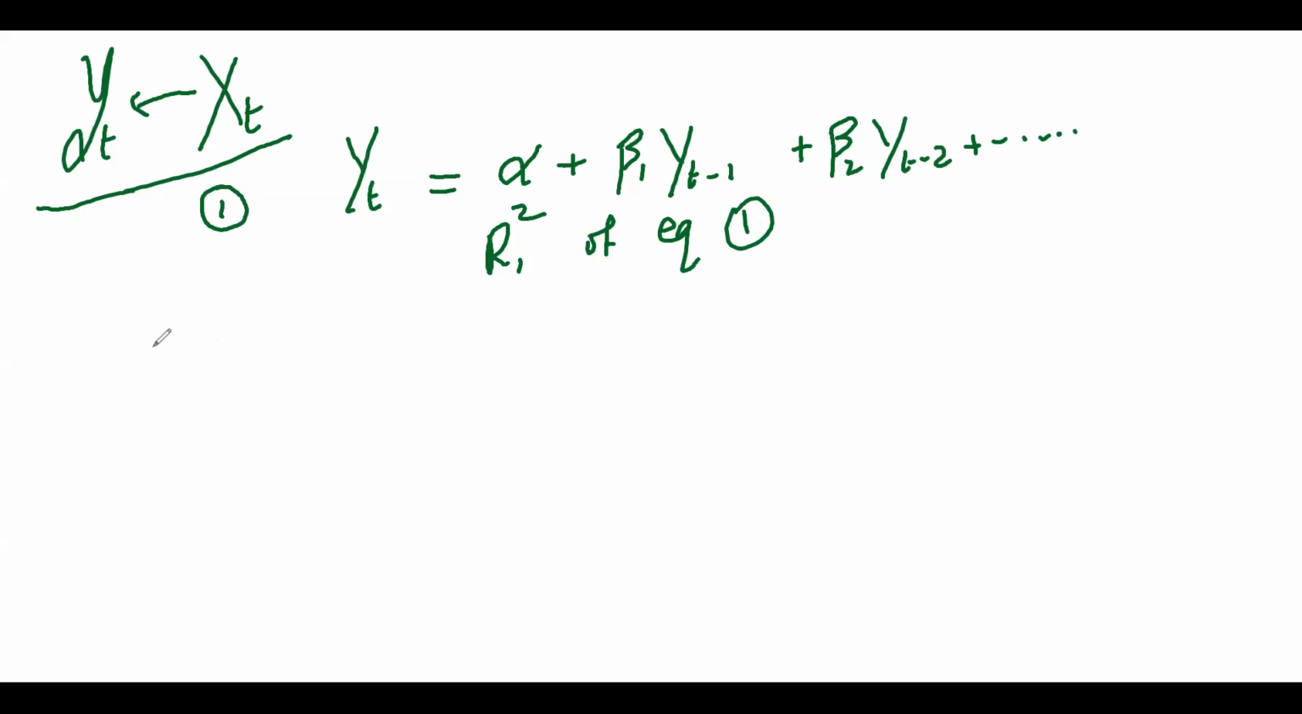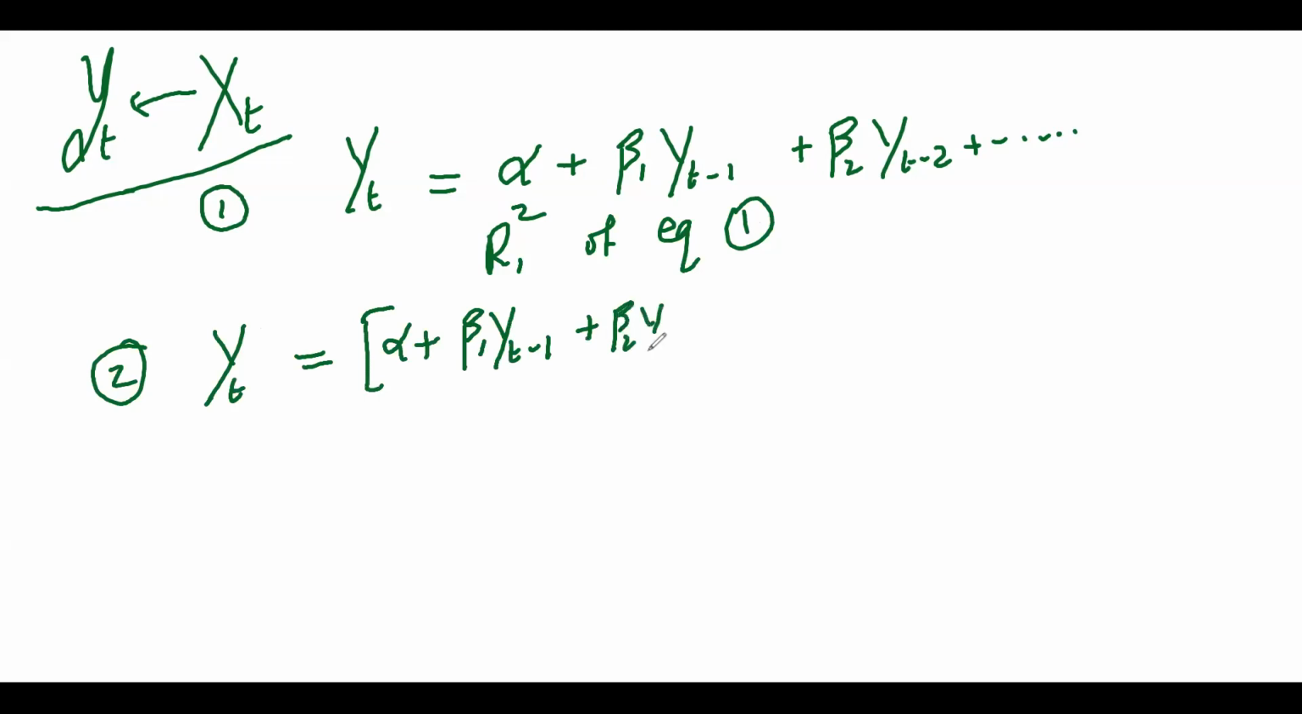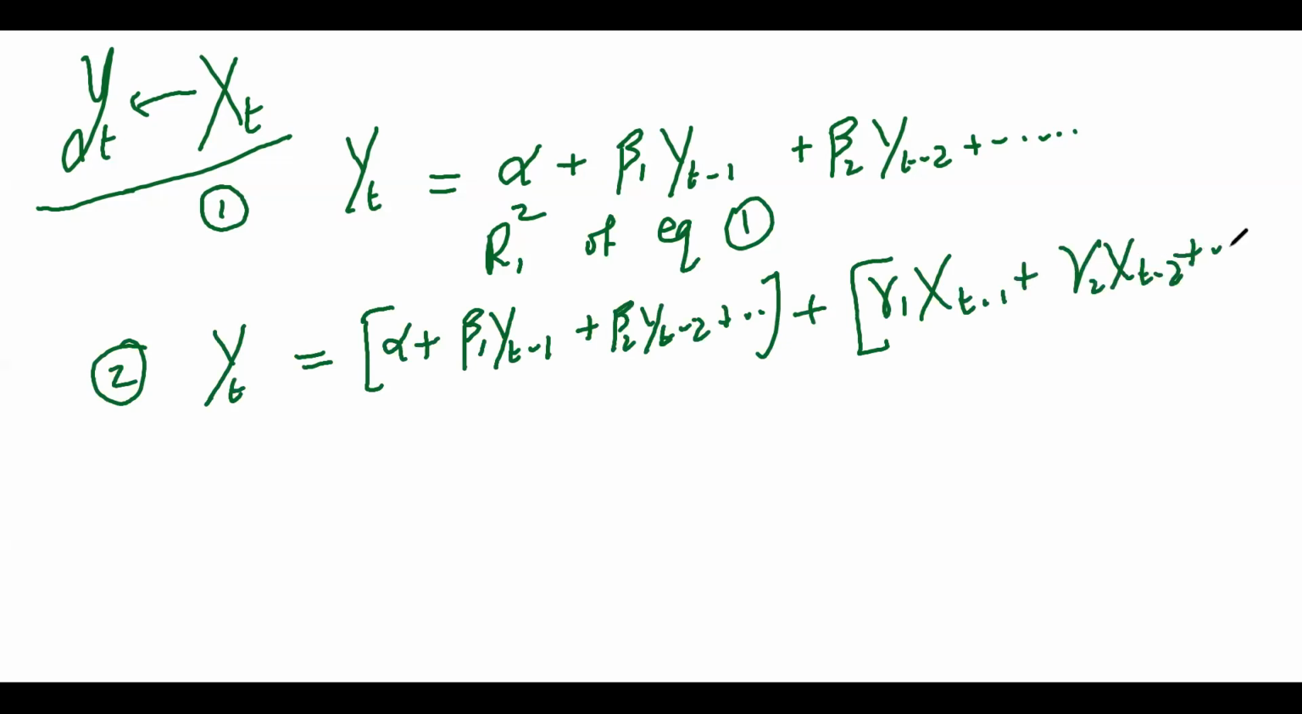Then in the second step, I run another equation. yt is equal to alpha plus beta 1 yt minus 1 plus beta 2 yt minus 2 and so on. This is just the previous equation. But in the second equation, I am adding the values gamma 1 xt minus 1 plus gamma 2 xt minus 2 and so on, right? So this is equation number 2, and I am noting the R square of equation number 2.